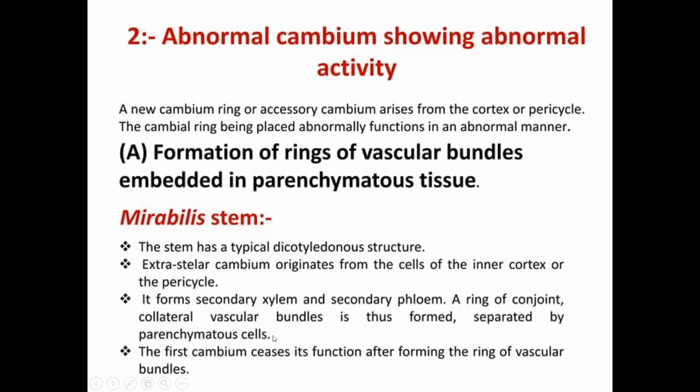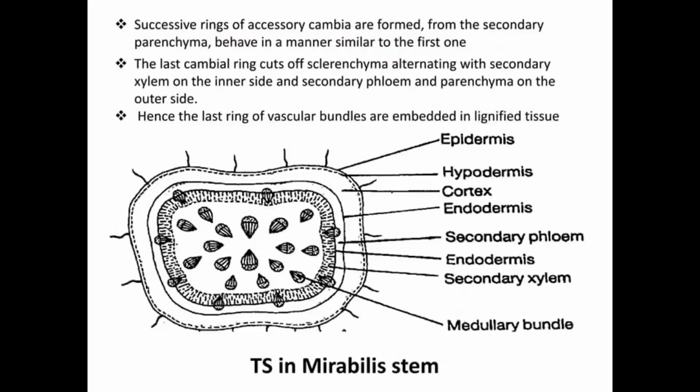The first cambium ceases its function after forming the ring of vascular bundles. So the cambium formed from the region other than the vascular bundles, that is called the extrastellar cambium, is formed, and after forming the ring of vascular bundles, the cambium ceases, it stops its function. So the successive rings.